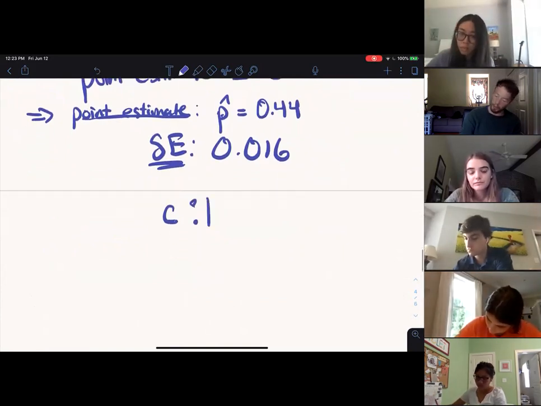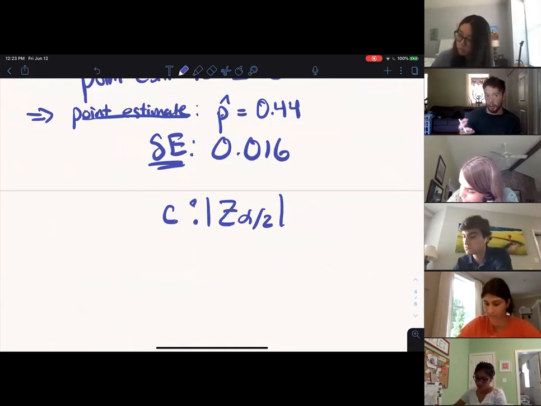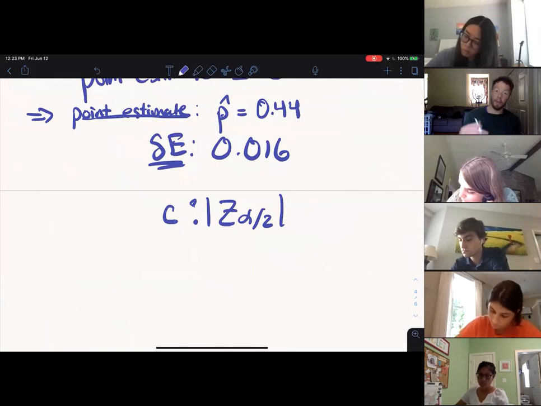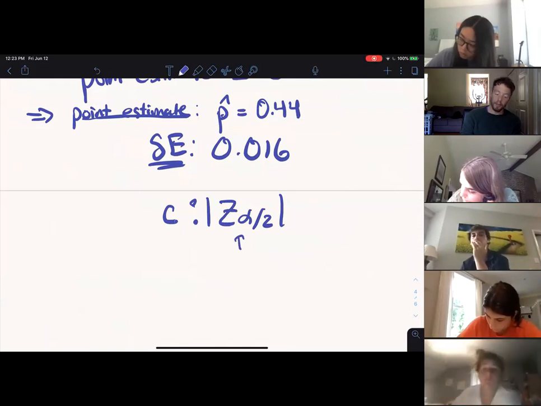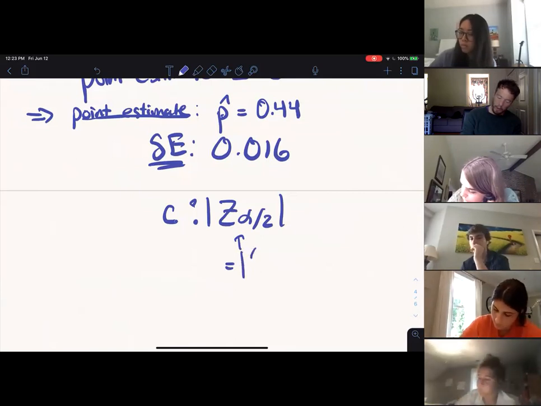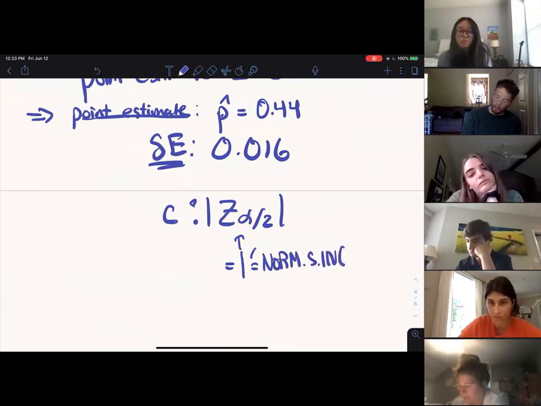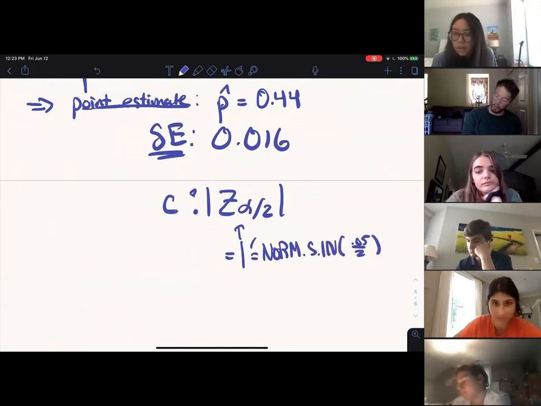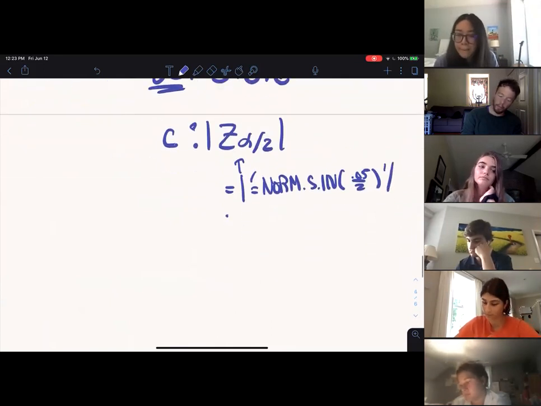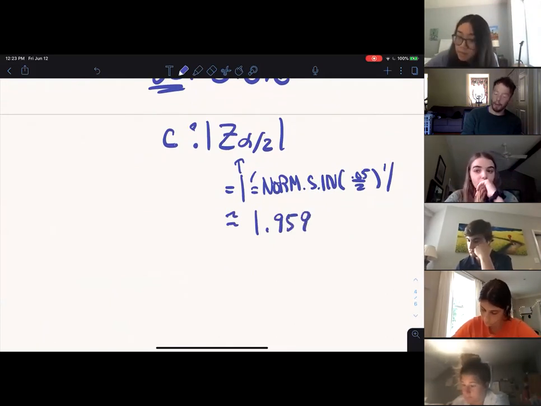is actually going to be the same thing it always is. Since our sample proportion is normally distributed, we can use the normal distribution, which means we're going to use the normal critical value for our C. So this is the alpha over 2 critical value, which is equal to norm.s.inv of 0.05 over 2, since we're doing a 95% confidence interval. The absolute value of that is around 1.9599.